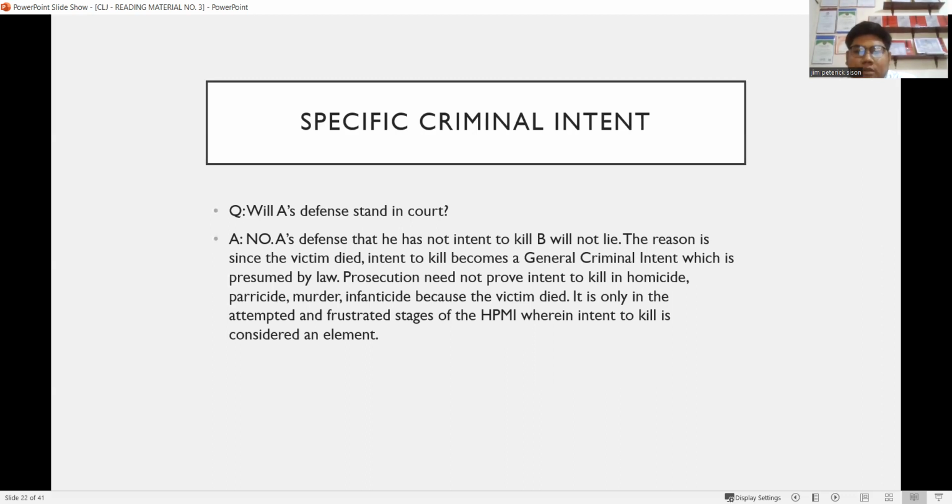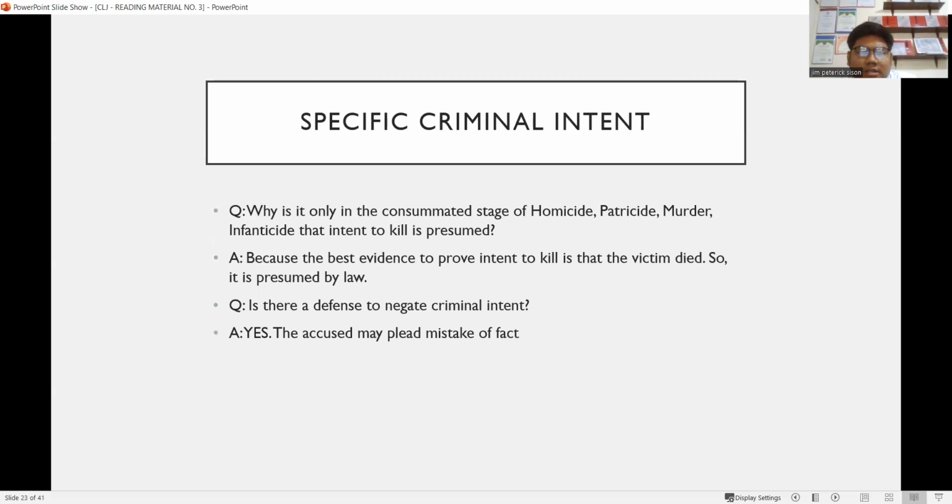Okay. So if there's a consummated crime of homicide or murder, it is presumable that the accused has intent to kill the victim. So why is it only in the consummated stage of homicide, parricide, murder, infanticide that intent to kill is presumed? Because the best evidence to prove intent to kill is that the victim died. Therefore, it is presumed by law. Okay? So is there a defense to negate criminal intent?